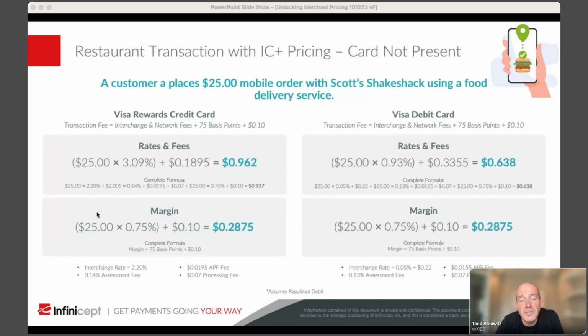So the $25 transaction times 3.09% plus the 18.95 cents, which is the sum of the interchange 10 cents, the network fees that are 1.95 cents, et cetera, and you end up with 96.2 cents. And that margin is that same flat 28.75 cents.